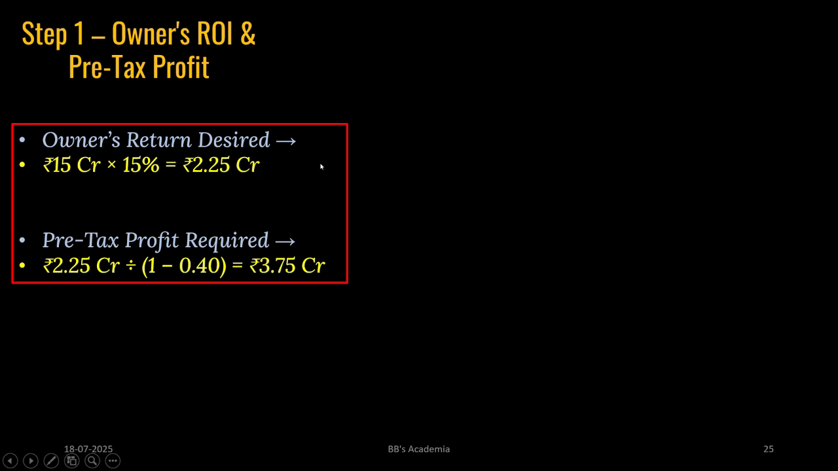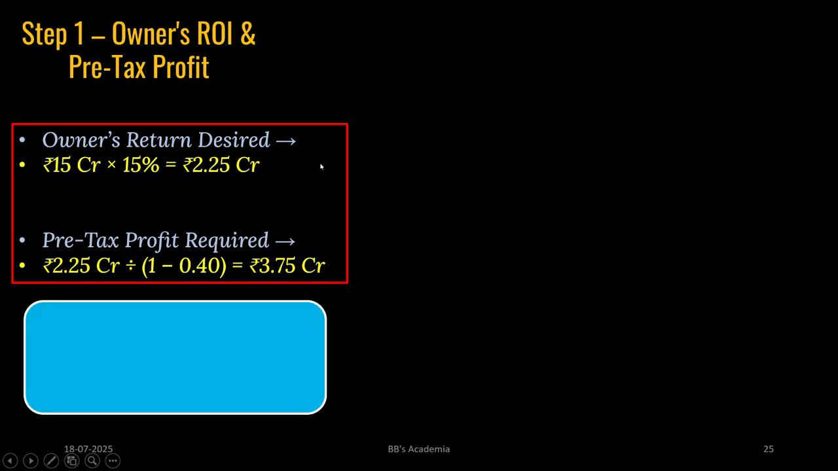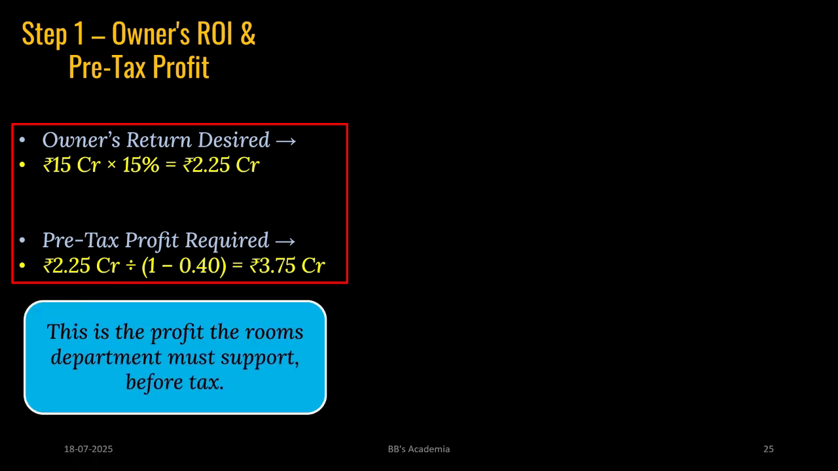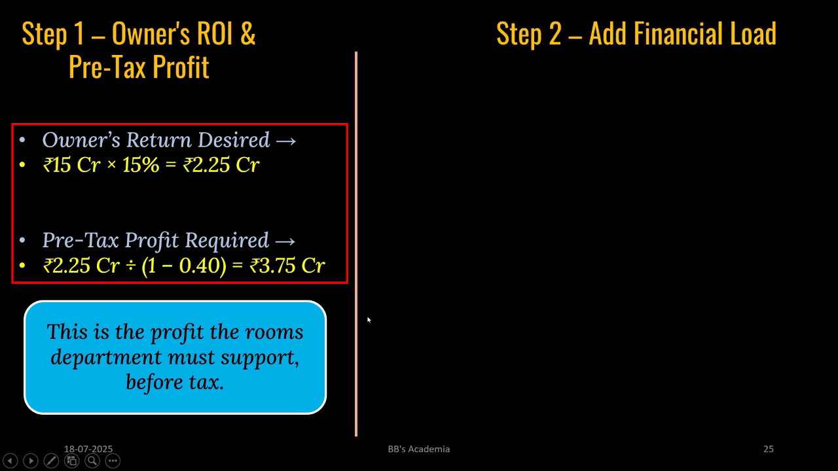Right? This is the first part of it, and we have to ensure that this is the profit the rooms department must support before the tax. That means we have to earn this profit of 3.75 crores by selling the rooms, so that from there the tax will be paid at 40%, and then the owner will get the return on investment as he desired, that is 2.25 crores. So the first part is done, we are through. Now the second part of it.